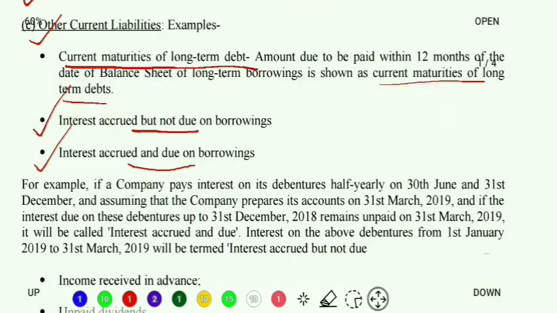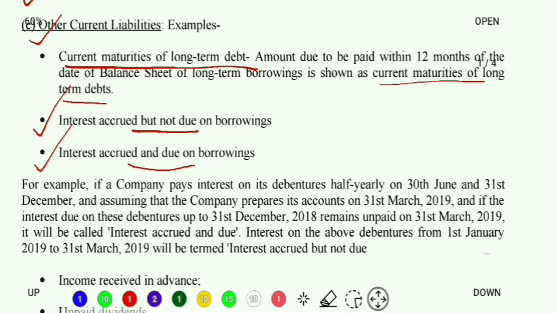For example, think that there is a company and that company has to pay interest on its debentures. Now how does the company pay interest on its debentures? They pay interest on debentures in a half yearly method. What is a half yearly method? Half yearly method means twice in a year they are going to pay interest on their debentures. So what are the two dates?